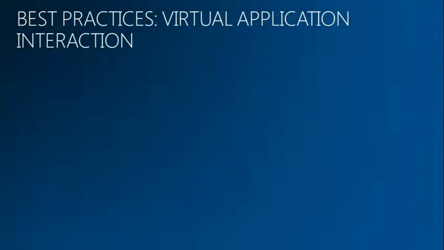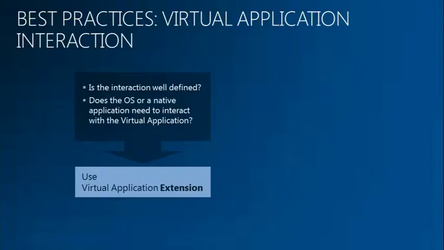Quick best practice. When should I use a virtual application extension? First of all, is the communication channel that the application is using well defined? If we don't support the extension point, obviously don't use extensions. It's really about, if we support the extension point, does the OS or a native application need to see that extension point, need to interact with that application? Use a virtual application extension. And a lot of the time, the sequencer will just pick this up for you.